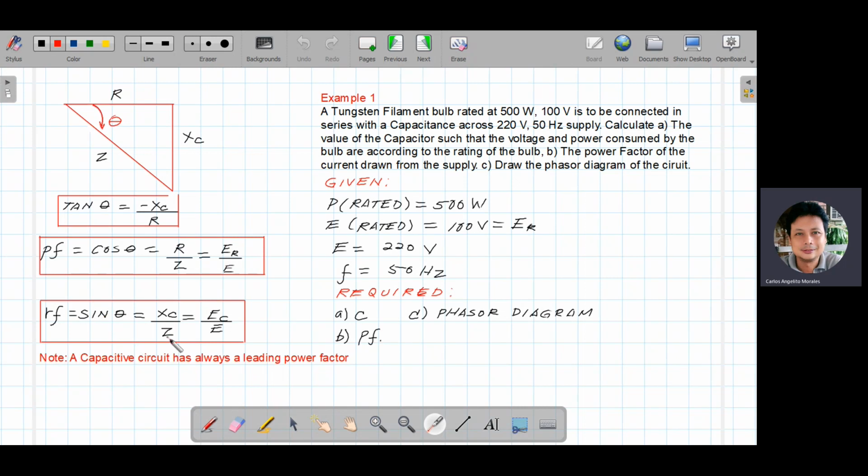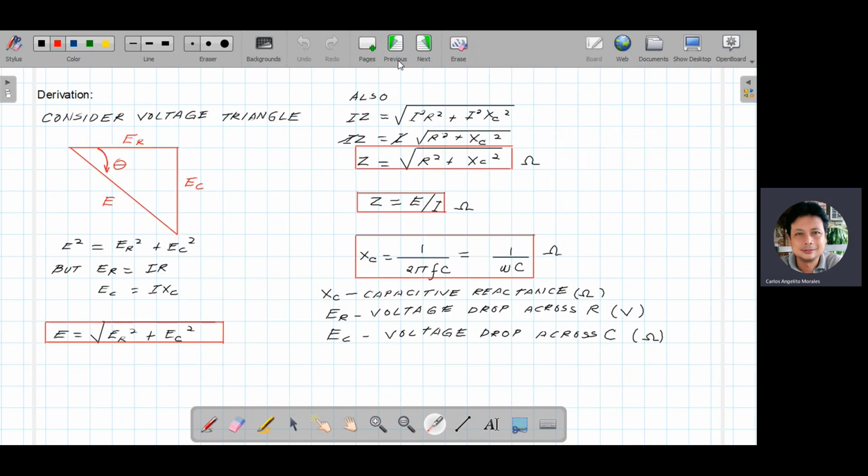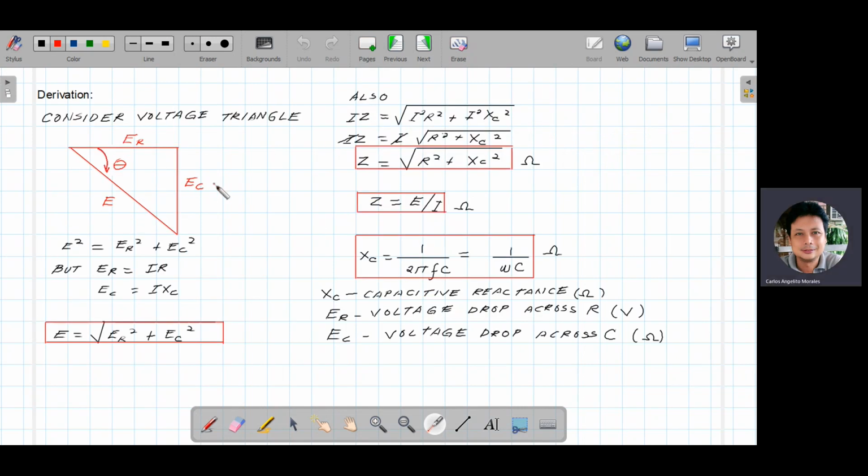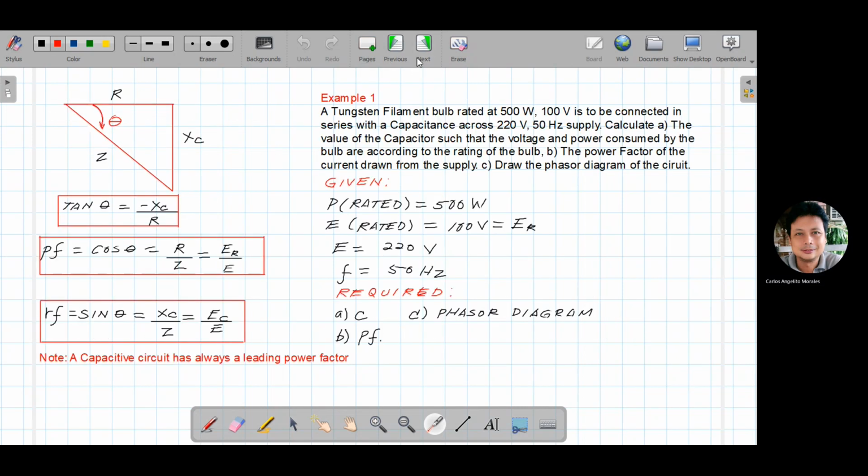Reactive factor is sine theta. Paano ba ang sine theta? Opposite over hypotenuse, no? XC over Z, and reactive factor, yung EC, capacitive voltage, ito. Tignan natin yung voltage. EC over E. Ito, EC over E. Negative dapat, no? Lagyan natin ng negative sign para maging consistent tayo. No?